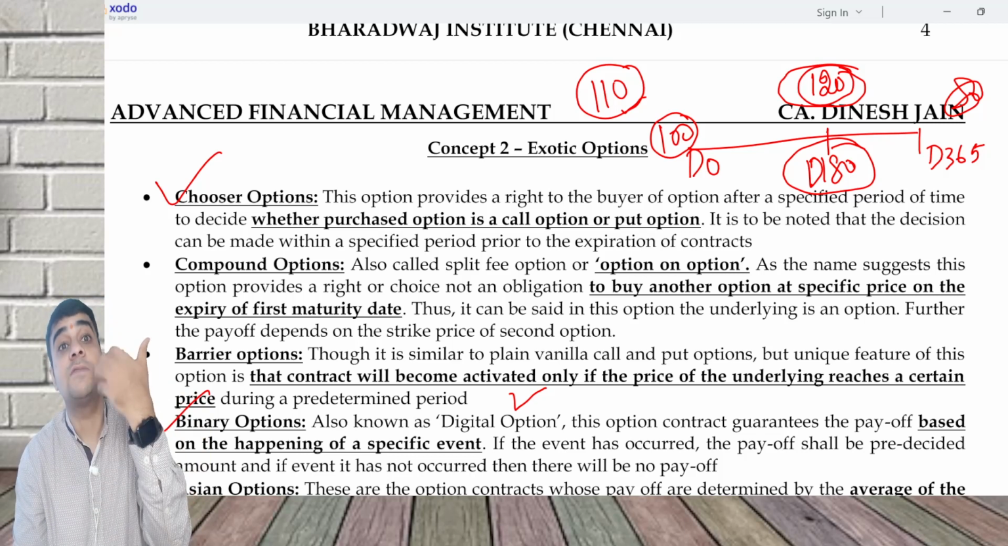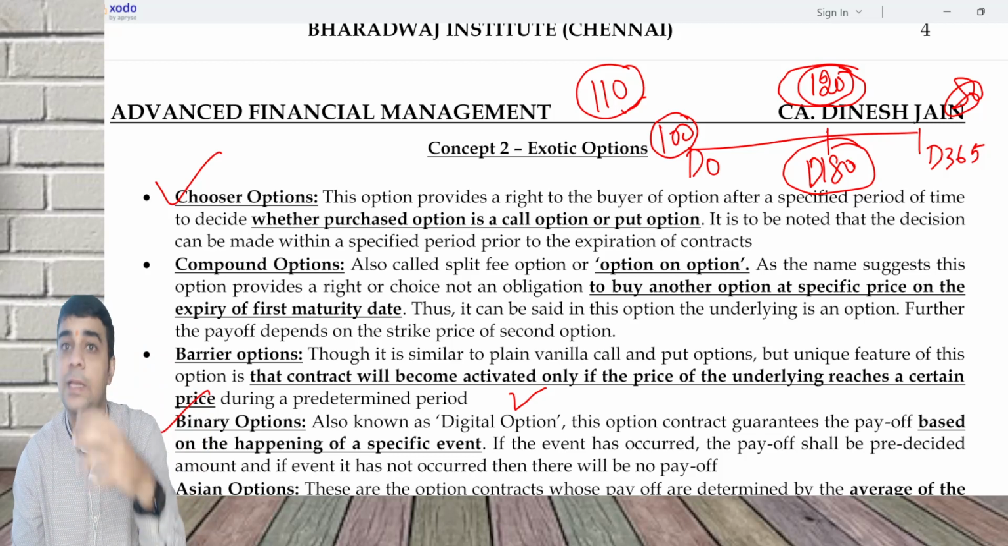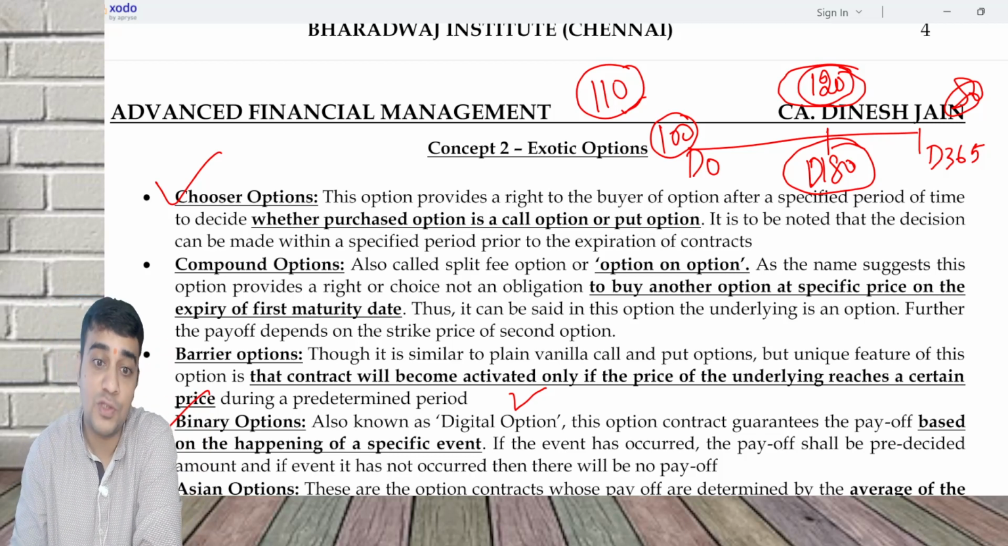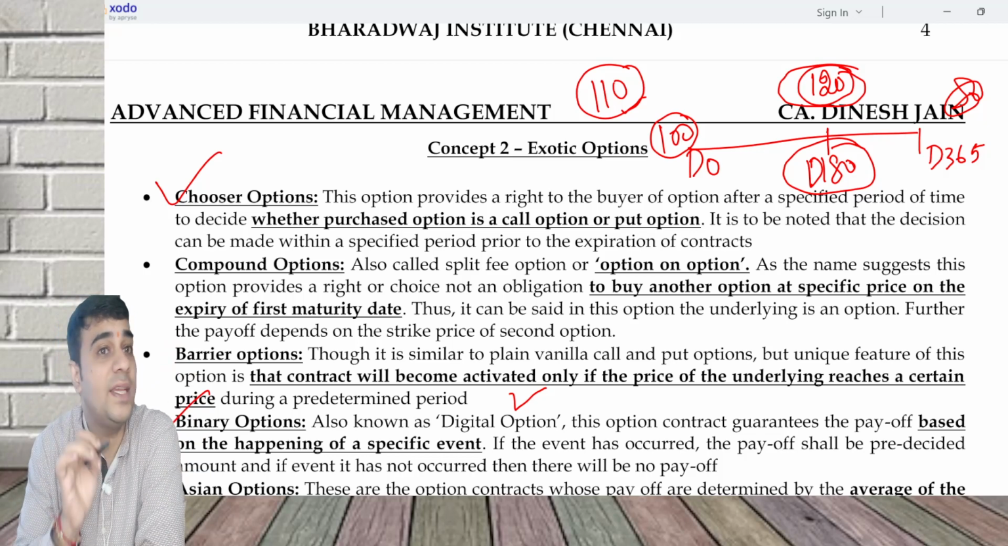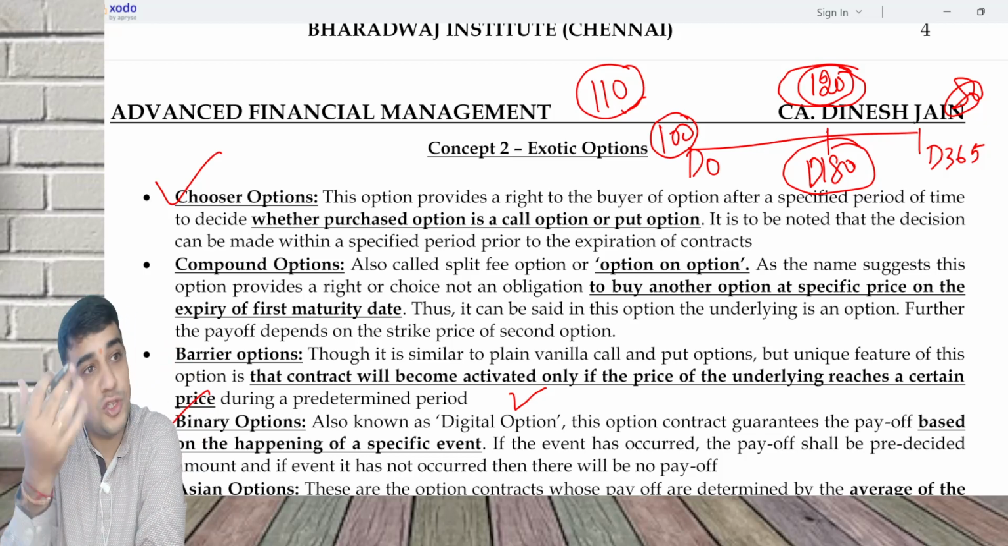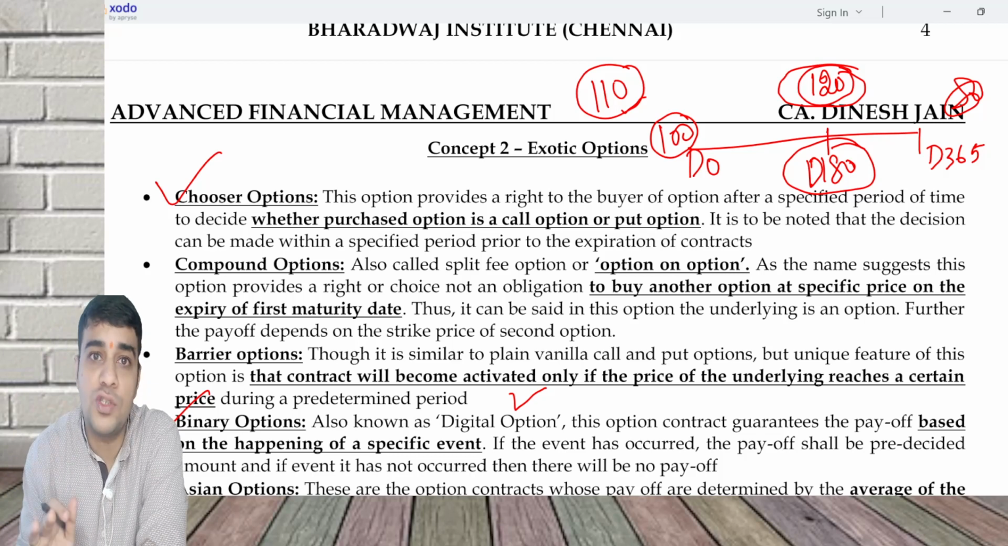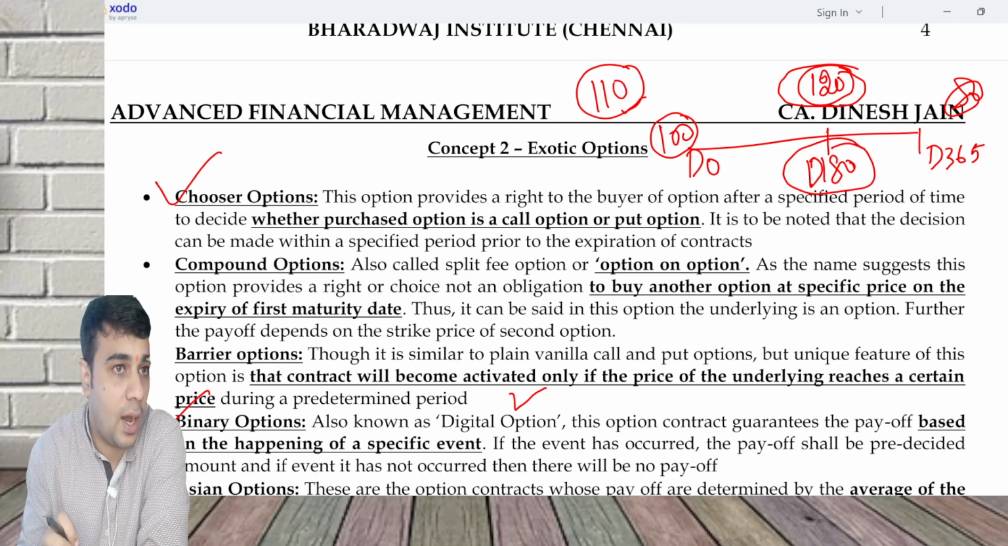This increases my return potential. Obviously, the premiums are going to be on the higher side, because what this does is, price today is 100. If it goes up also, I'm happy. If it goes down also, I'm happy, because I can decide whether it is a call option or a put option. After day 180, I'll have to ensure that it moves in the way I want it, because after day 180, if it's not moving in the way I want, it can be a trouble. But on day 180, I can decide whether it is a call option or a put option.